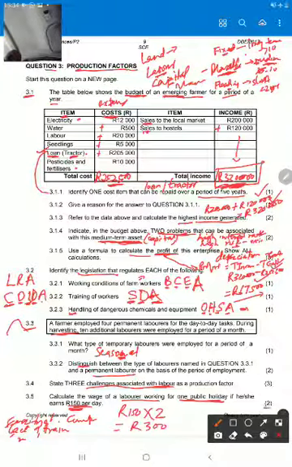Even here, you see it's 2 marks, so you must show your working. Either you say 150 plus 150, or you say 150 times 2, because it's a public holiday, you must get twice. Okay?